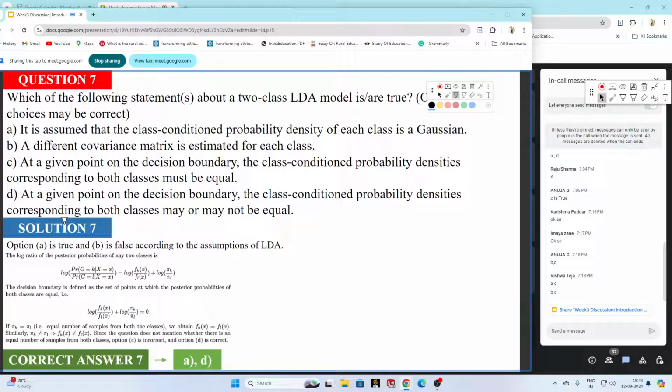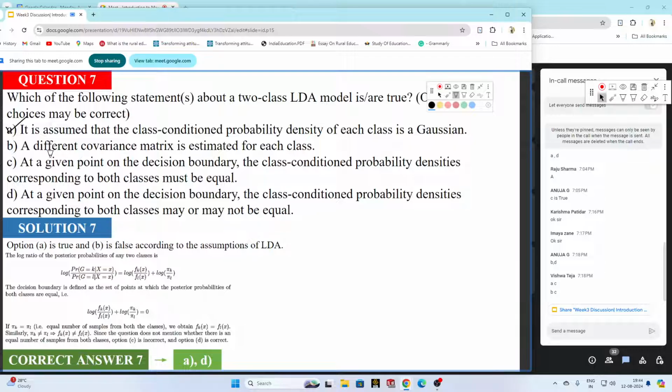Okay, so your correct options will be A and D. Option A is very clear. It is assumed that the class conditional density of each class is a Gaussian. Option E is very clear. I have told you that whenever we are doing LDA, we take the assumption that the covariance matrix of all these groups is equal.